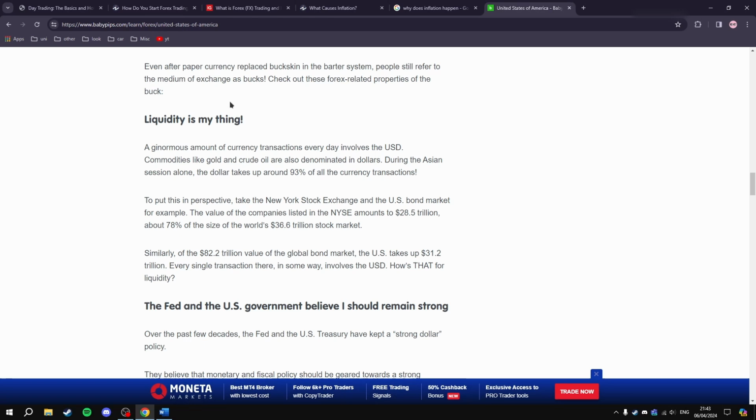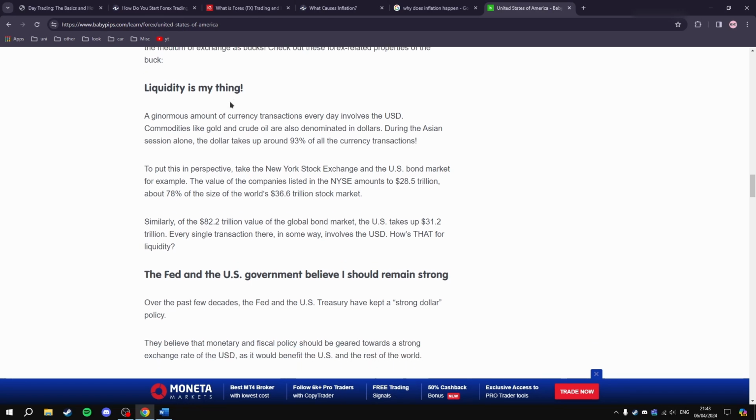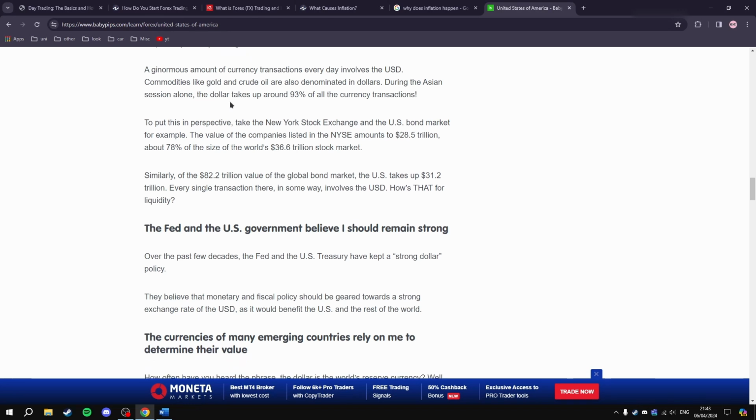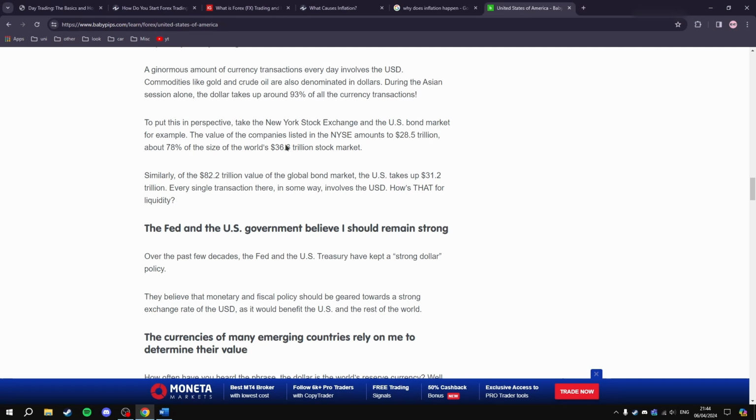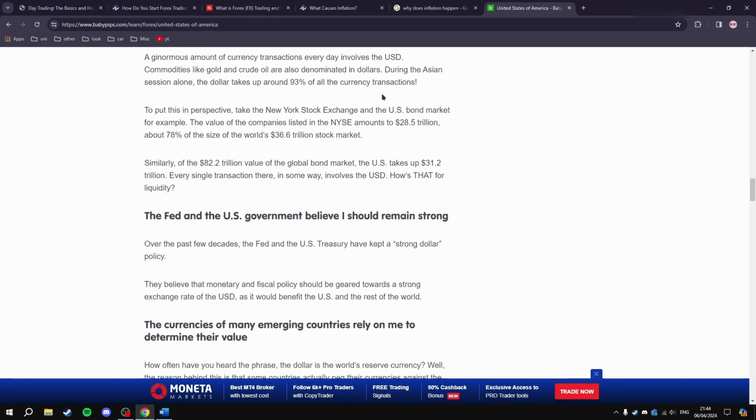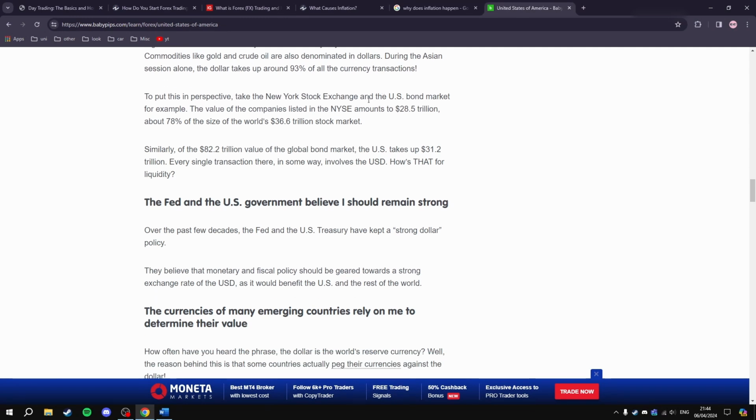Check out these Forex related properties of the buck. Liquidity is my thing. A ginormous amount of currency transactions every day involves the USD. Commodities like gold and crude oil are also denominated in dollars. During the Asian session alone, the dollar takes up around 93% of all the currency transactions.